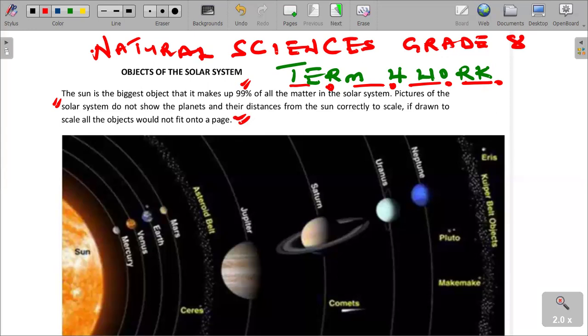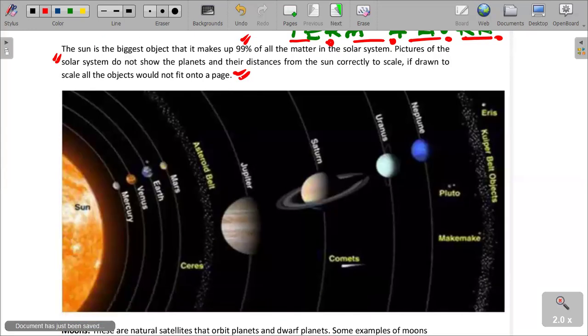Given this photograph here, it shows a typical appearance of the solar system and the various planets as they rotate and move around the sun. What we need to understand is that they are not drawn to scale. They are just a typical representation.